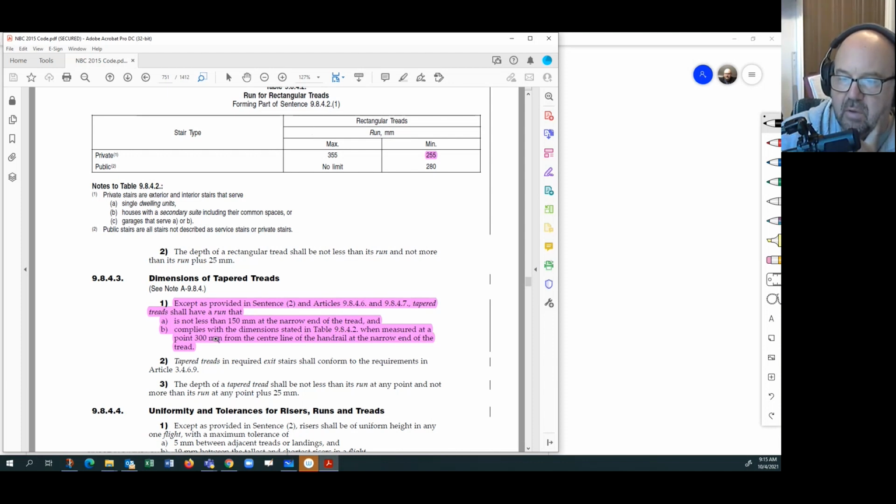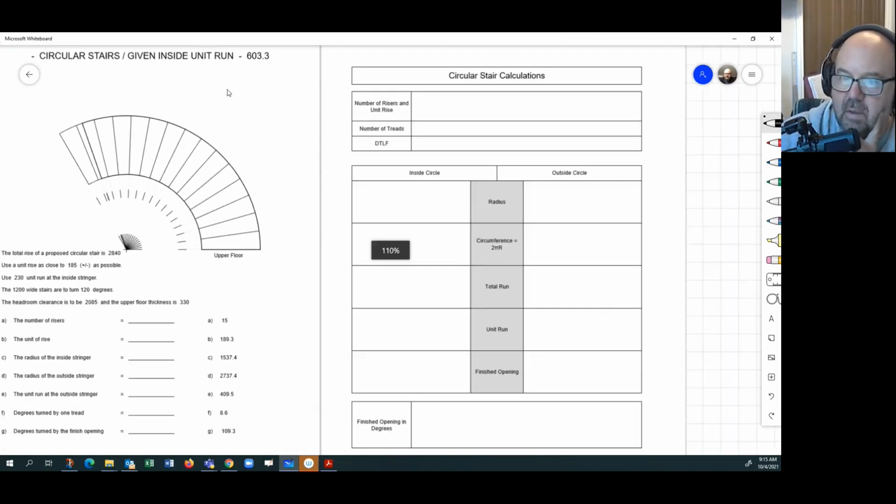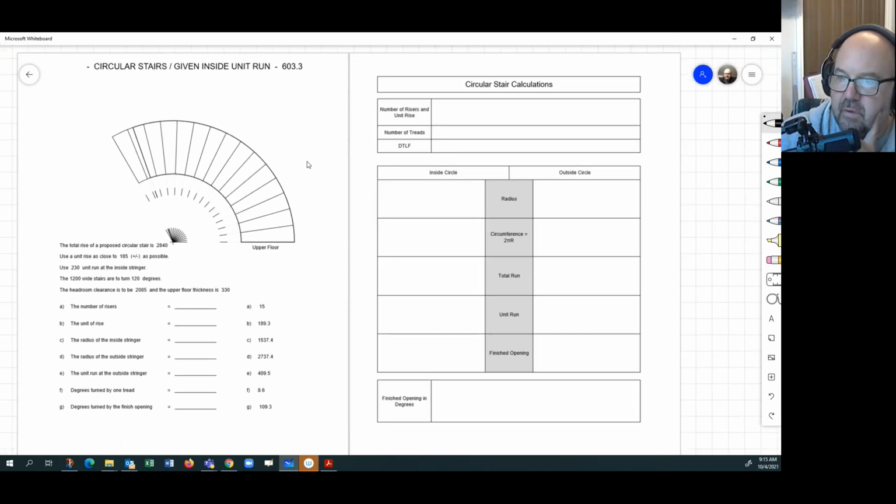When measured at a point 300 millimeters from the center line of the handrail at the narrow end of the tread. And in our theory modules, remember we chatted about this? I was going on about this. Your unit run has to comply with this table. And this table is the table for rectangular treads, minimum and maximum unit run. But they say that the stair, the tapered tread, must conform to this table at a point 300 millimeters from the center line of the handrail. So we're going to look at this in a minute too, but let's get back to doing this calculation and see how that all fleshes out.